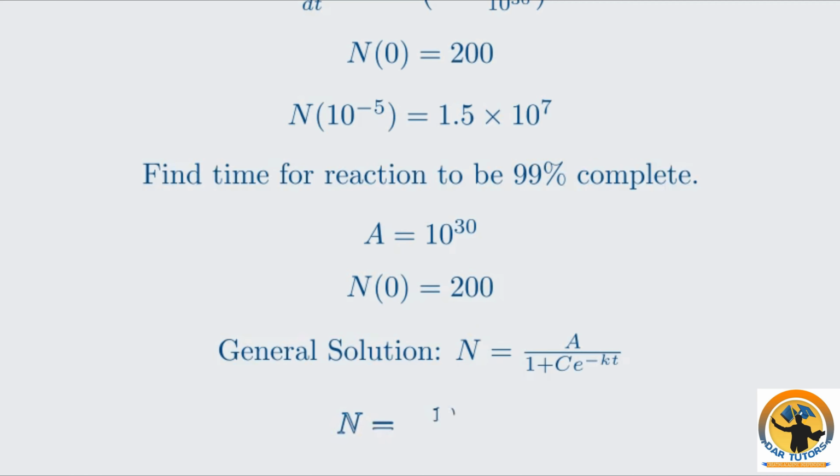Substituting A, we get N equals 10 to the power of 30 divided by 1 plus C times e to the power of negative KT. We have two unknowns, C and K. We can find them using the two initial conditions provided.